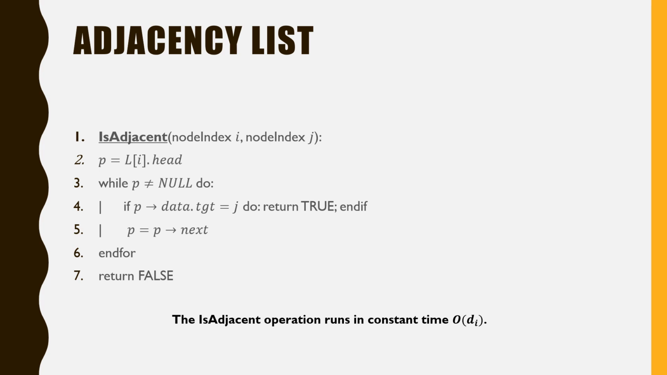Here is the pseudocode for the isAdjacent operation, which takes two node indexes i and j as input. In lines 2 to 6, it traverses the linked list Li to check if an edge leads to node j. If such an edge is found, i and j are connected. Otherwise, they are not.